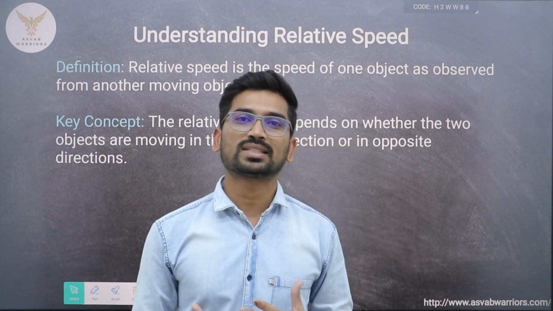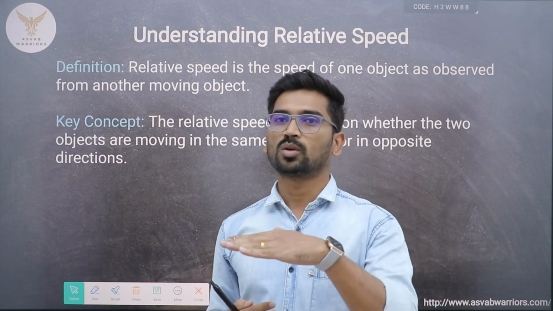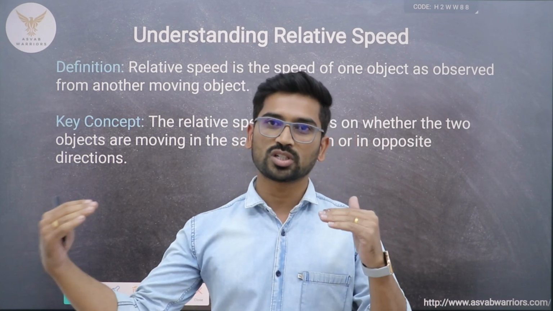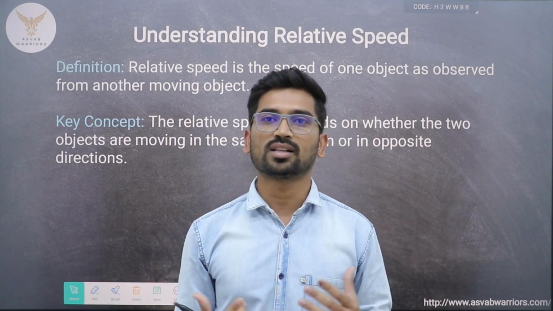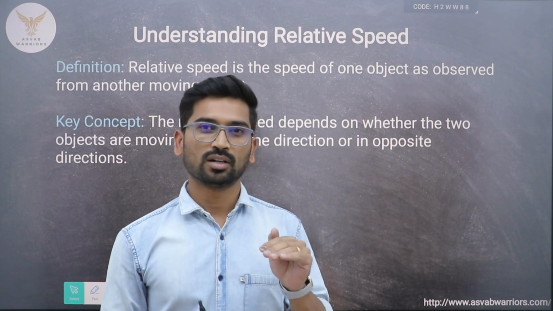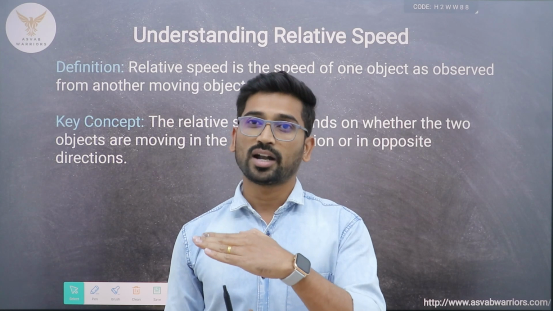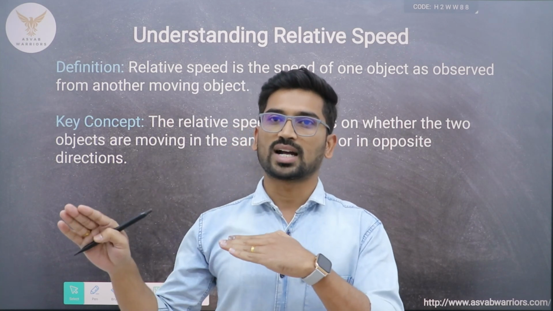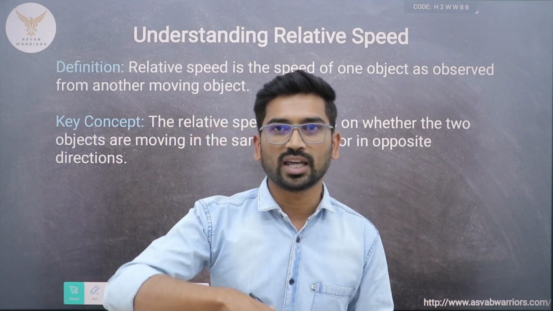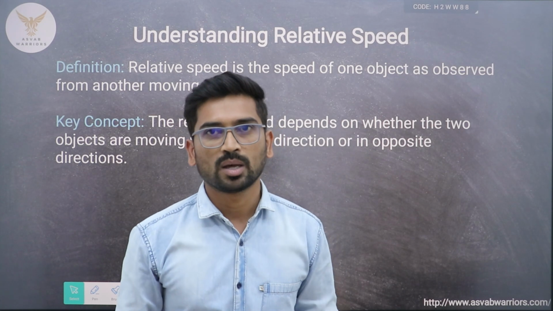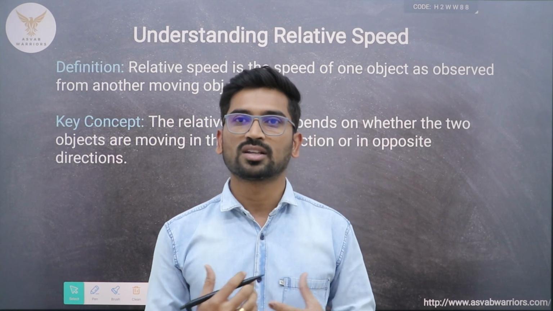Now you must have seen these kinds of questions in your ASVAB papers, where one vehicle is going at a particular speed and another vehicle is approaching towards it with another speed. Then what will be the relative speed, or when will the two vehicles catch up with each other? Another question will be, from point A vehicle A starts and after a particular time vehicle B starts and they are going in the same direction. When will vehicle B catch up with vehicle A? That kind of question you will see in your ASVAB papers, and how to solve these questions is what we are going to learn in this video.